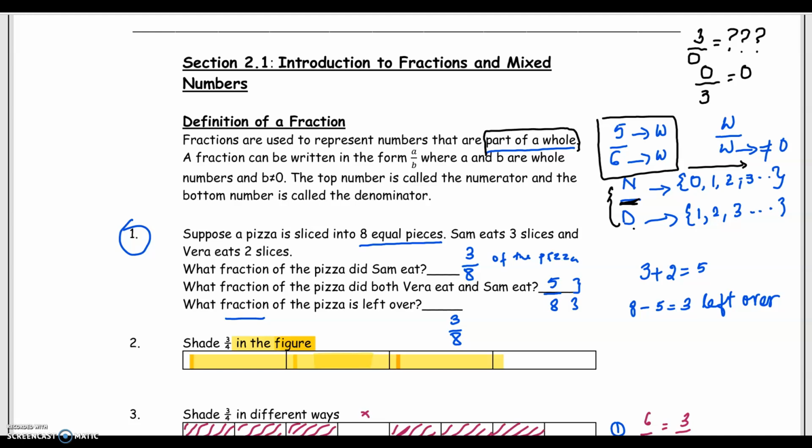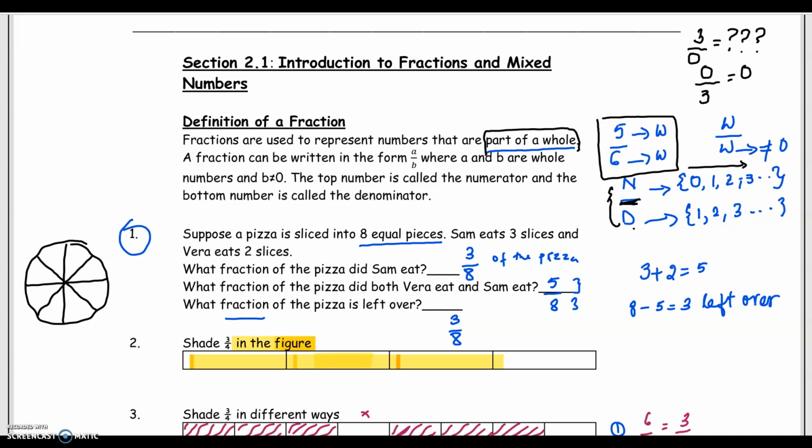Now let's look at the first problem. Suppose a pizza is sliced into 8 equal pieces. Sam eats 3 slices and Vera eats 2 slices. What fraction of the pizza did Sam eat? Now we take a pizza and divide it into 8 equal parts. Each part is halved, then that becomes 8 equal parts.